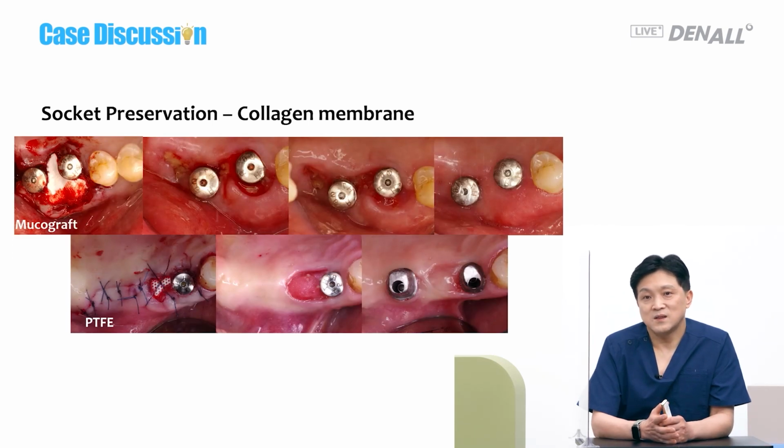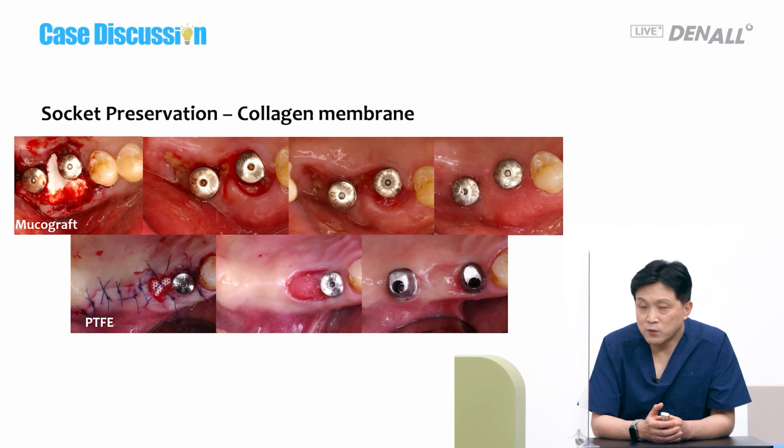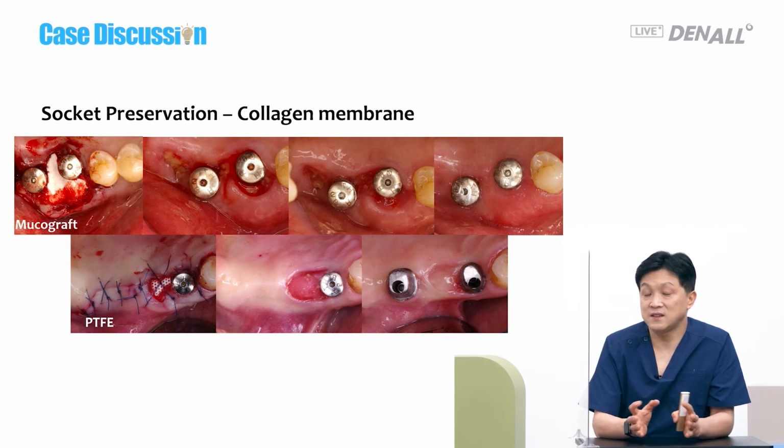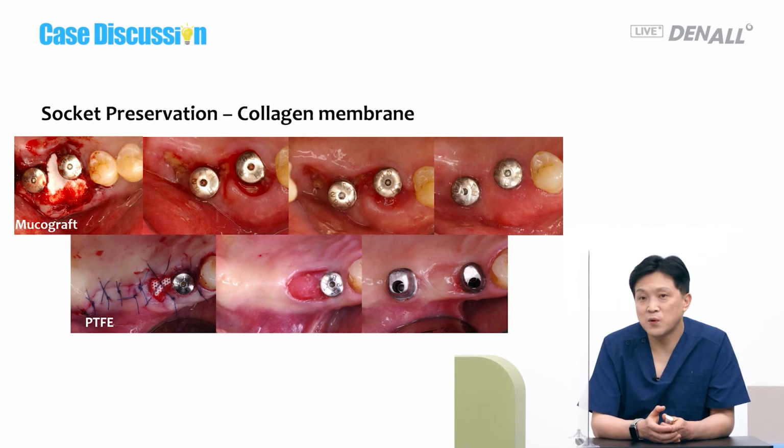This is a slightly different case. When soft tissue cannot cover the site of the implant placement, here Mucograft is used after implants are placed. Mucograft is specialized for this. It is a collagen membrane used in place of CTG. Over time, the soft tissue is healed.